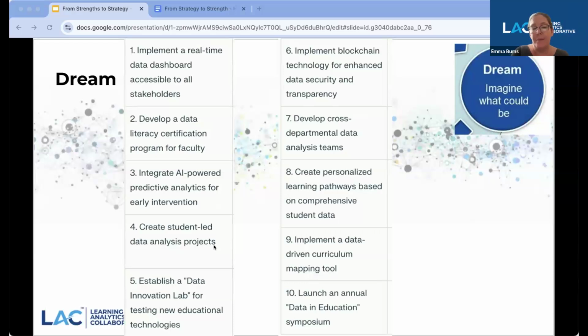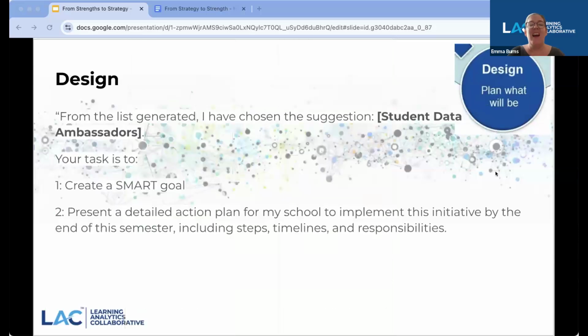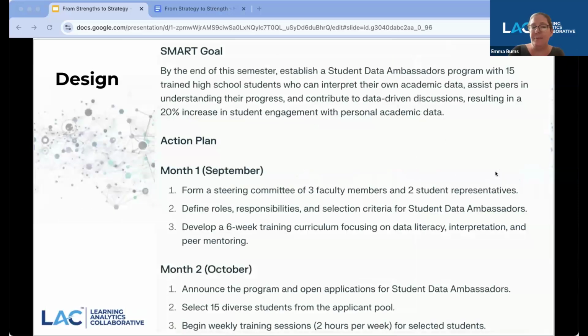So the next step is to think about, okay, this is where I could go. I'm going to choose one of these areas and figure out a plan to get there. And to the surprise of nobody, I got ChatGPT to do the work for me again. So I chose one of the suggestions that it gave me, the student data ambassadors. And I said, okay, can you please create a SMART goal and give me an action plan? And it did. Now, of course, this is not going to be applicable for my school just as it is, but this is a starting point that I can use to develop my action plan and my strategic plan.